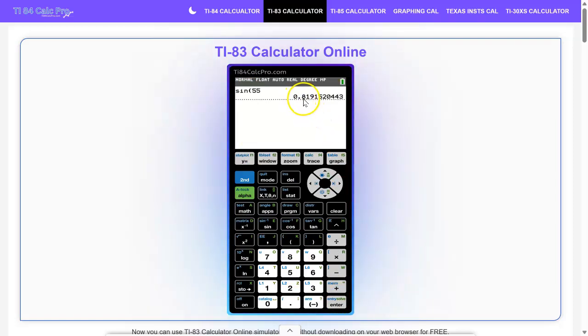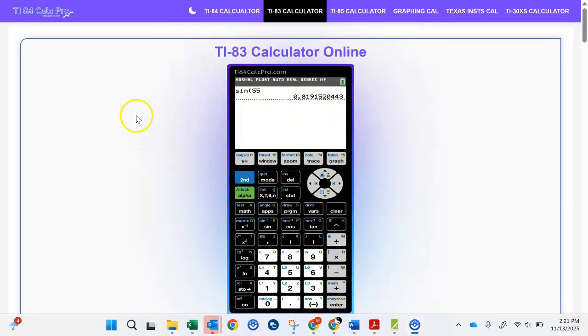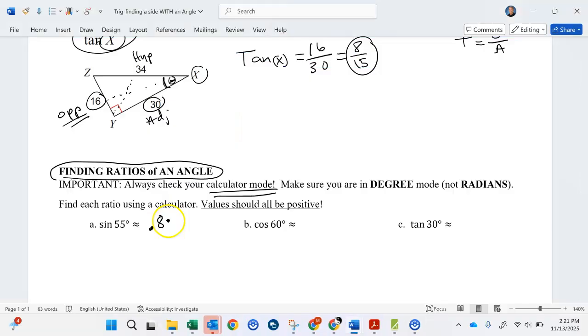And what do we get? 0.819. Okay, 0.819. Now it's important that you do 3 places. 1, 2, 3. You must do 3. You can't abbreviate. Okay, next one is cosine.